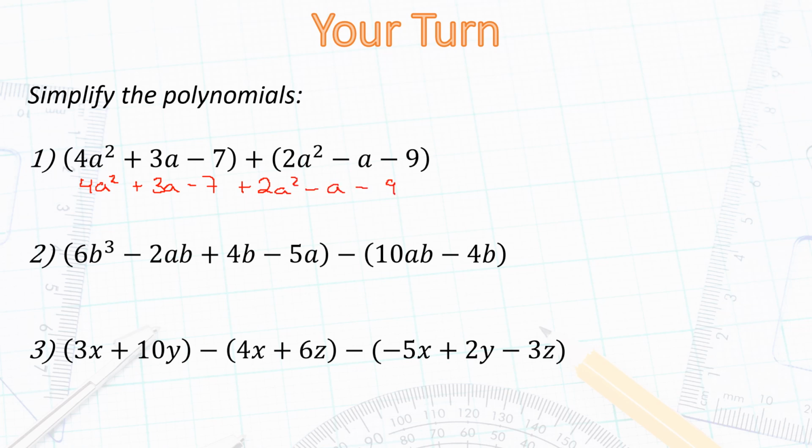And grab my highlighter. Okay, 4a squared and 2a squared. I've got a 3a and a minus a, and then I've got a minus 7 and a minus 9. So 4a squared plus 2a squared is 6a squared. 3a minus a is 2a. Minus 7 minus 9 is minus 16.